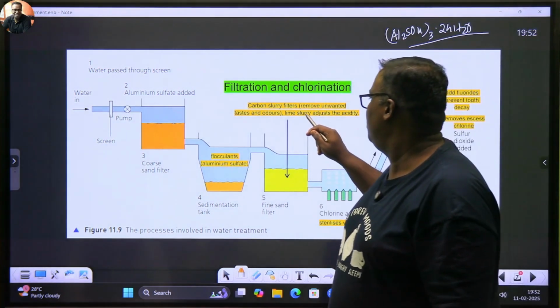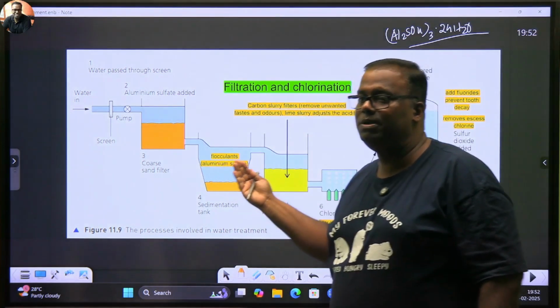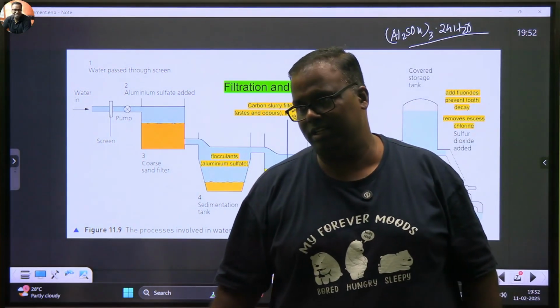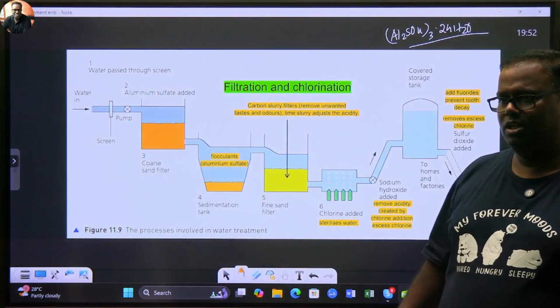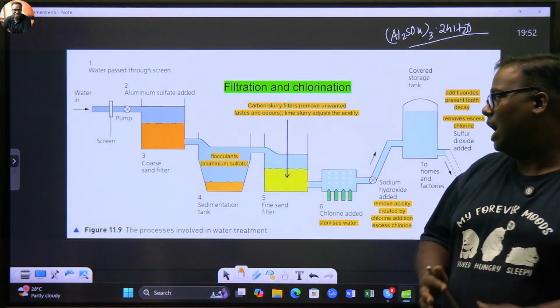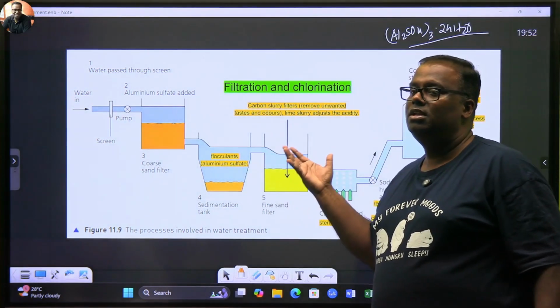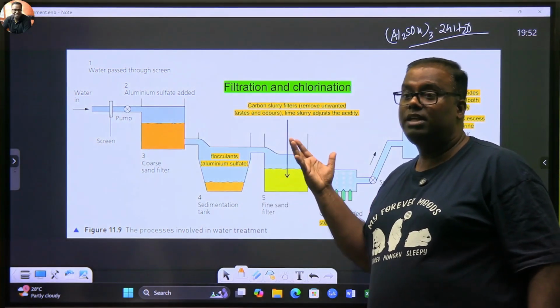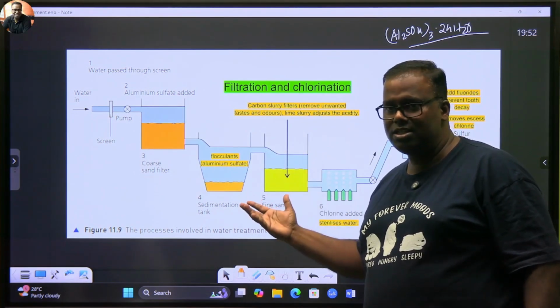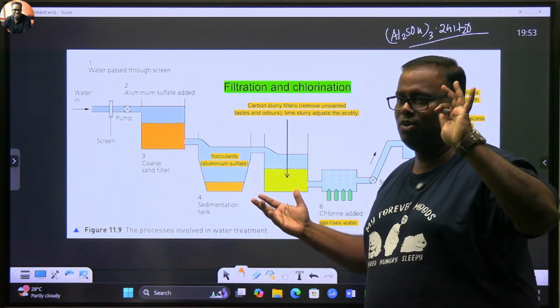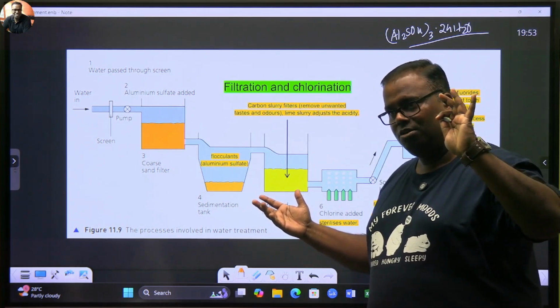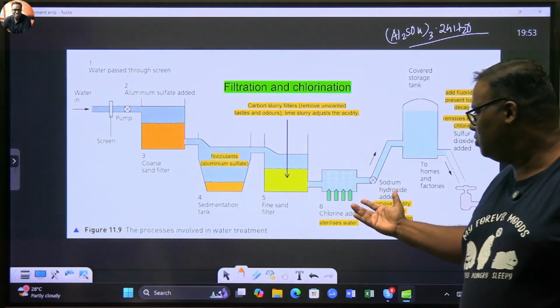And what we are going to do, if the water is a little bit acidic, we will add lime slurry, calcium oxide mixed with water. Lime reduces acidity. Our job is to make the water filtered, tasteless, odorless, neutral, so that we are able to drink it. Fine. But still, it has now come to the next stage.